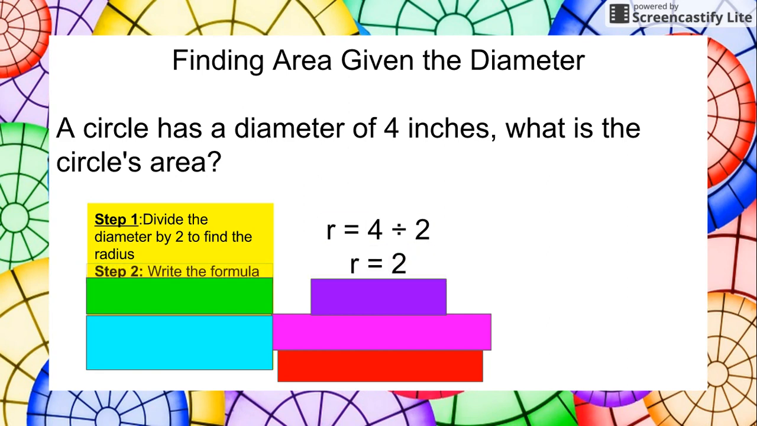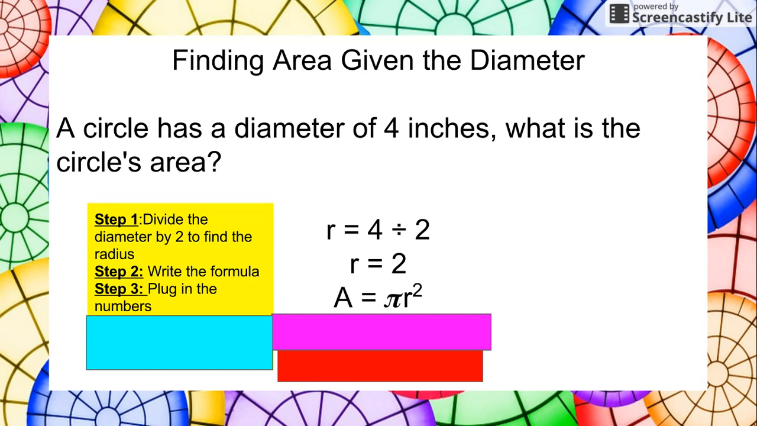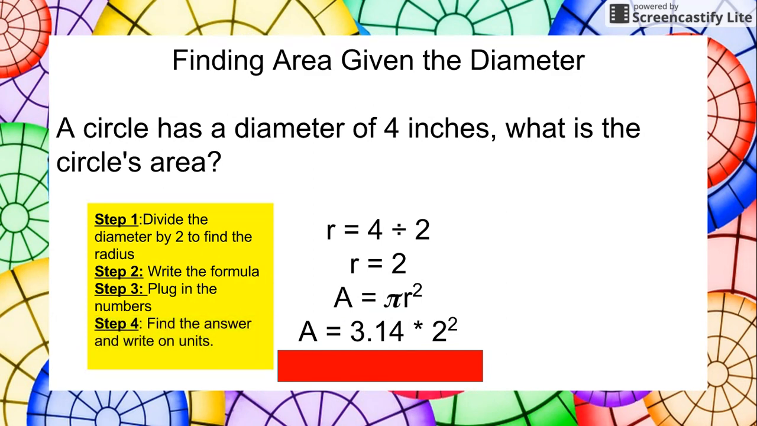Second step, write the formula. Always write the formula. So area equals pi times radius squared. Step 3, plug in the numbers. So we're going to plug in 3.14 times 2 to the second power. Find the answer and write on the units. So the correct answer would be 12.56 inches squared.